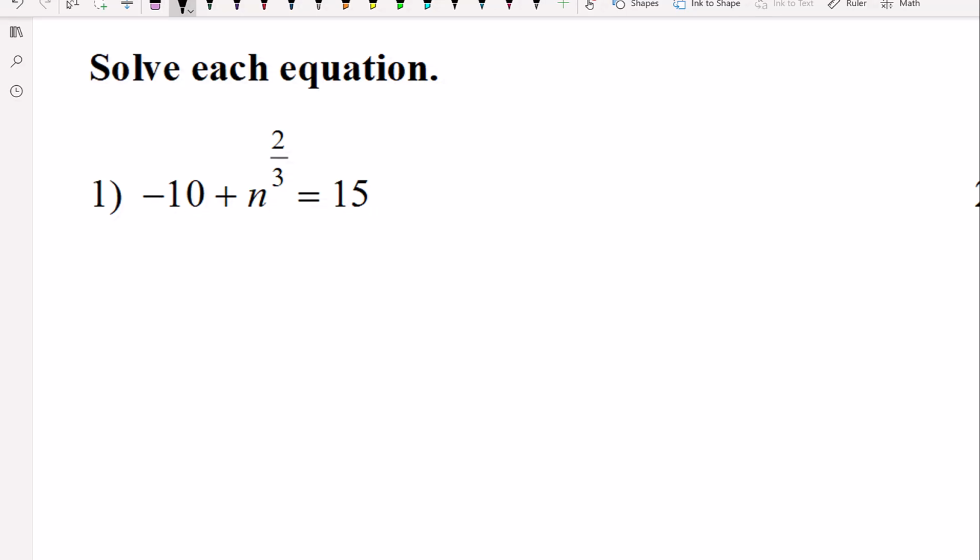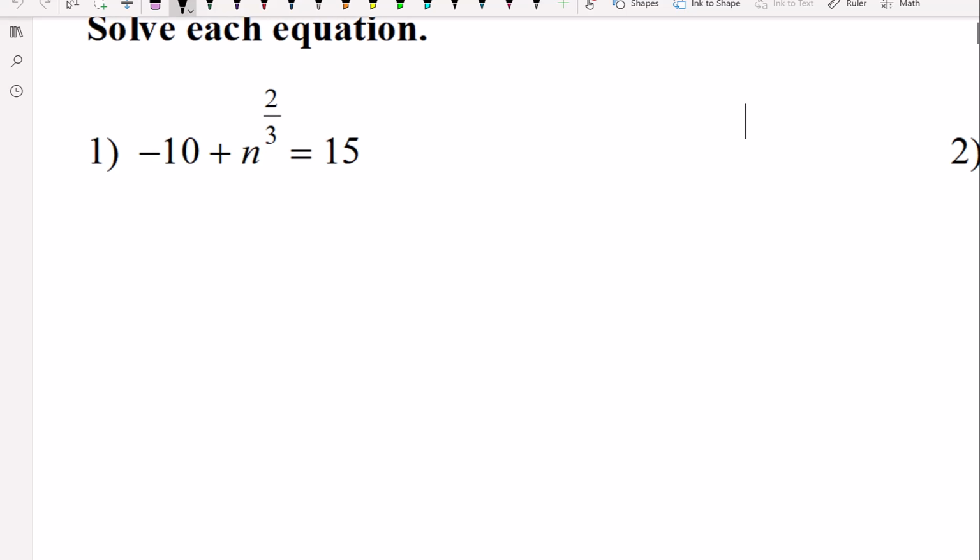Okay, now what we're working with right here are equations that have fractional, think about the word rational, exponents. So the process is similar. We're going to get the variable in by itself. So the first thing we're going to do is additive inverse to negative 10 is adding 10 to both sides. Okay, so what that leaves us is n to the 2/3 power is equal to 25.